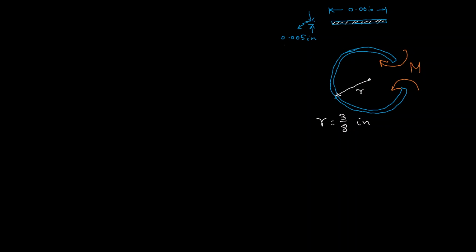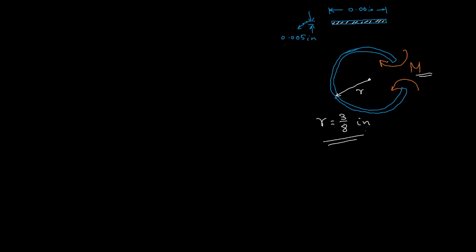Now that strip we have taken and then we applied some moment M, equal and opposite at both ends, to bend this strip into a circle of radius 3/8 inches. Okay, now you have to assume that though it's a very large deformation, the limits of elasticity are still valid. There is no plastic deformation that has happened, so that all the formulas which we have derived and discussed are applicable. This is an assumption which you have to have.